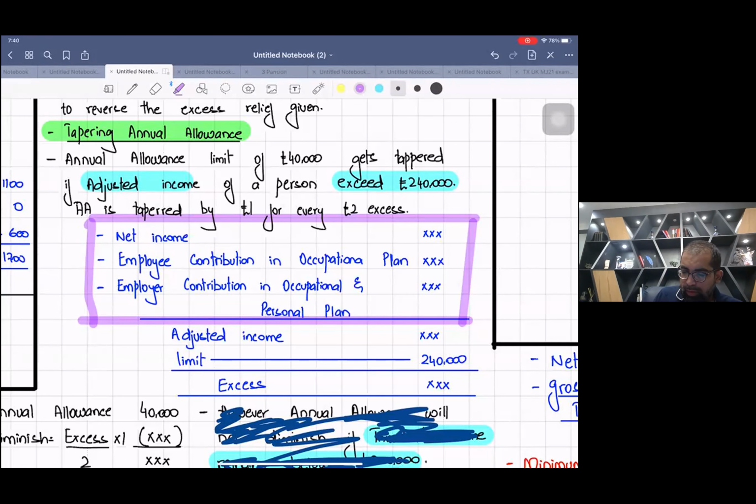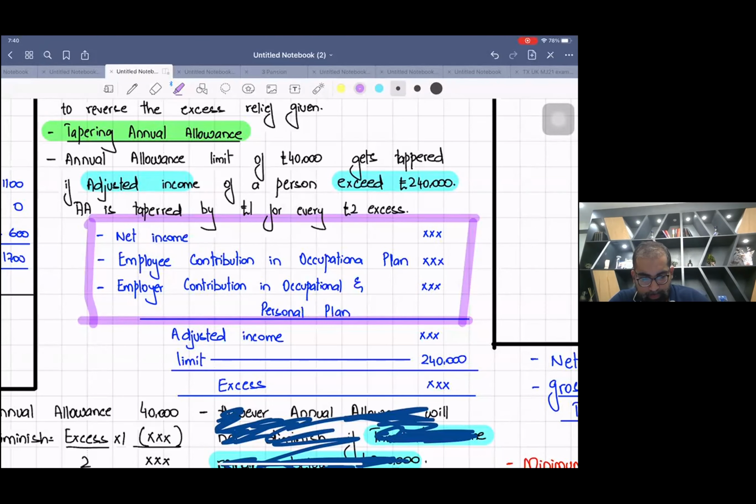So then you'll deduct the limit. If there is any excess, then you will divide the excess by 2, and you will reduce it from your annual allowance. Okay.